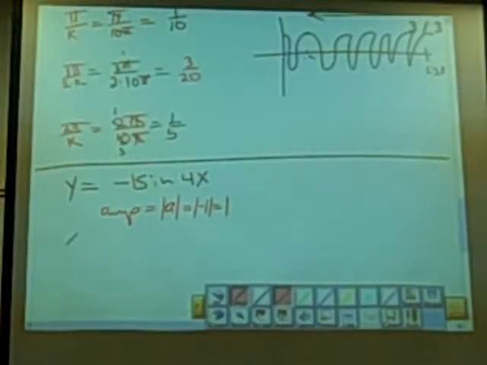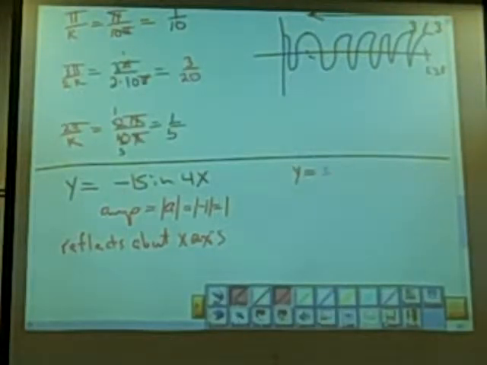Right. Reflects about the x-axis. Now, when it reflects like that, it helps to do that first.